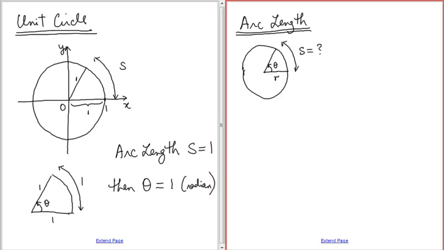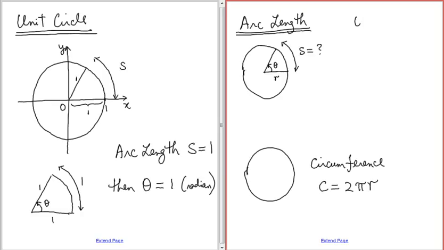Well, we know one full circle. What would be the arc length? We will call this the circumference. It's one full circle, right? What would C be equal to? That would be 2 pi r, or sometimes people call it pi d. So now I'm going to take a look at this table. The theta, the angle, and the arc length.